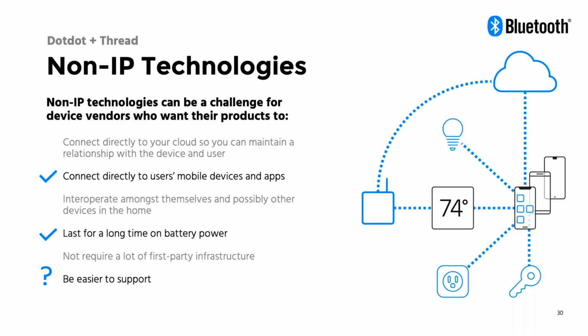The current state of the market is that a lot of silicon is multi-protocol. And so most Thread chips support Bluetooth alongside Thread. So this means you can get the best of both worlds. You can get all of the benefits of Dotdot over Thread for IP-based networking, connectivity, interoperability, and still leverage Bluetooth for direct-to-mobile functionality like out-of-the-box commissioning of devices and local connectivity for third parties.